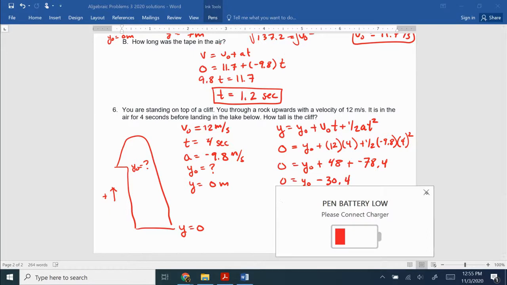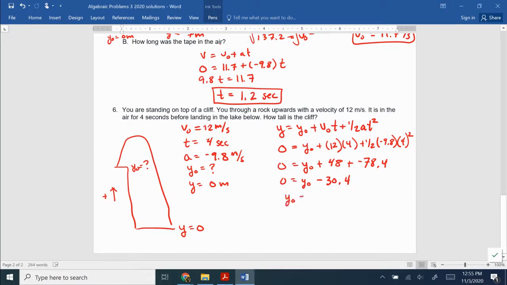So y naught equals 30.4, added to the other side. And then you get y naught is equal to 30.4. And there you go. That's the height of the cliff.